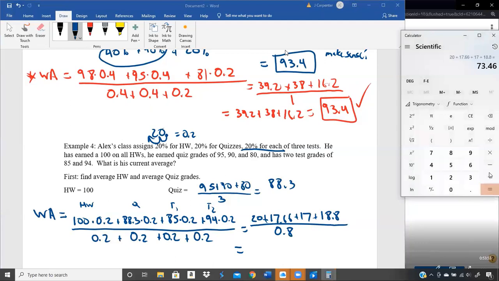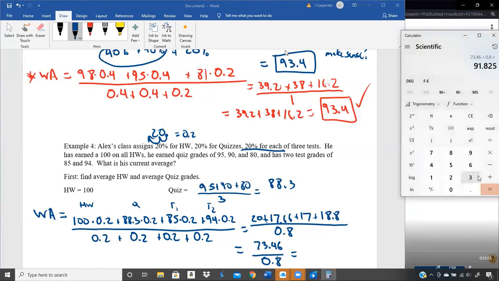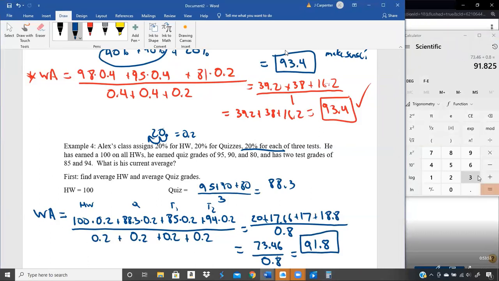We get 73.46. Now somebody might think that's the final grade because they forget about the bottom. They forget to divide by the 0.8. Classic mistake. And you might say, well, Mr. Beckner, that's not a 1. You're right, it's not a 1 because the class isn't finished. The bottom is only a 1 or a 100% if you actually finish a class. We've only accounted for 80% of the grades. So divide by 0.8, and we get 91.825. Let's just round that to a 91.8 because I said one decimal earlier. So we have an A, or more specifically, Alex has an A.